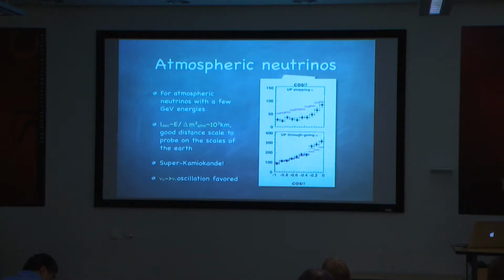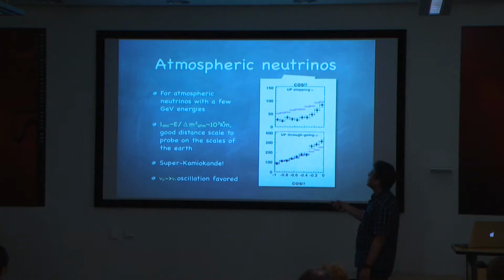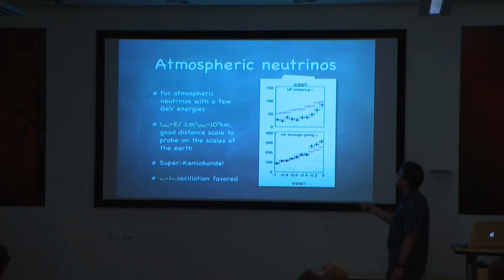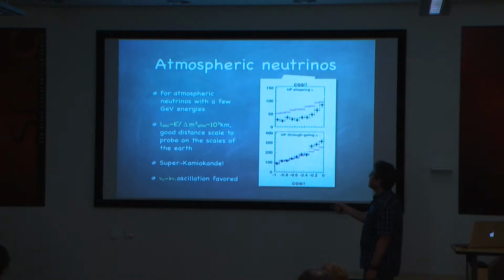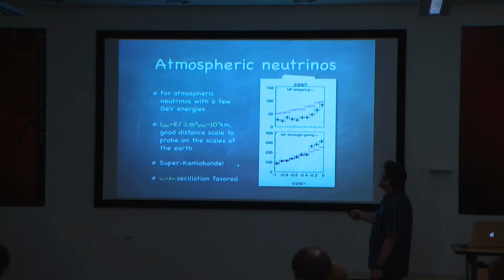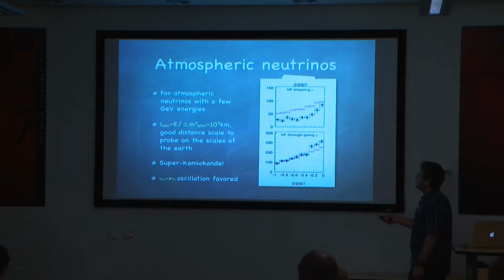So very briefly, if you want to understand these numbers on the masses, you can ask yourself, what are the relevant scales here? If you take an atmospheric neutrino of a few GeV energy, and you put the typical energy and the splitting from the previous slide, you find a distance scale of 10 to the 3 kilometers, which is a very good distance scale to probe on the scales of the Earth. So this is why atmospheric neutrinos were suitable for this problem.